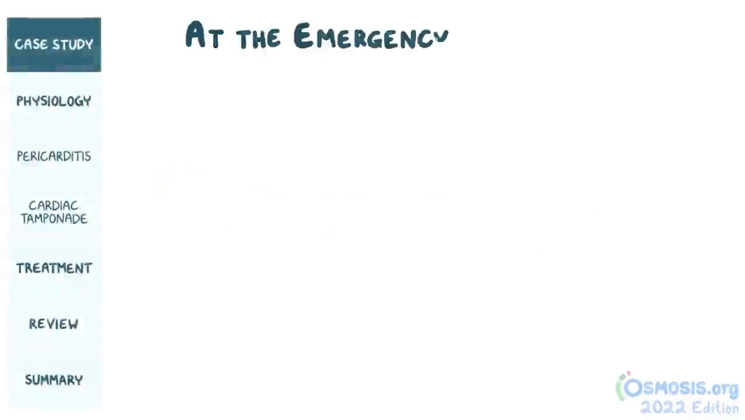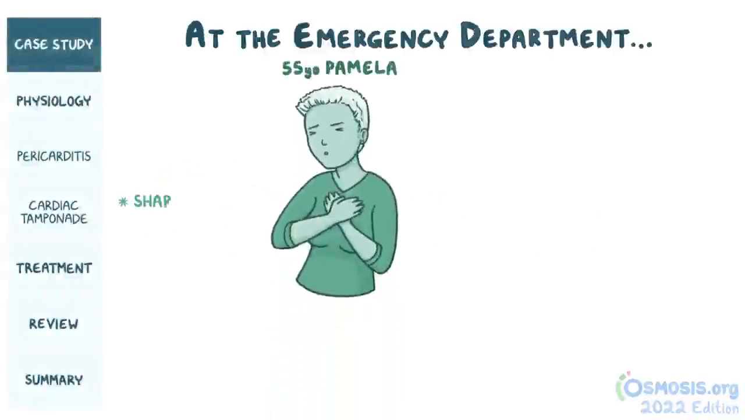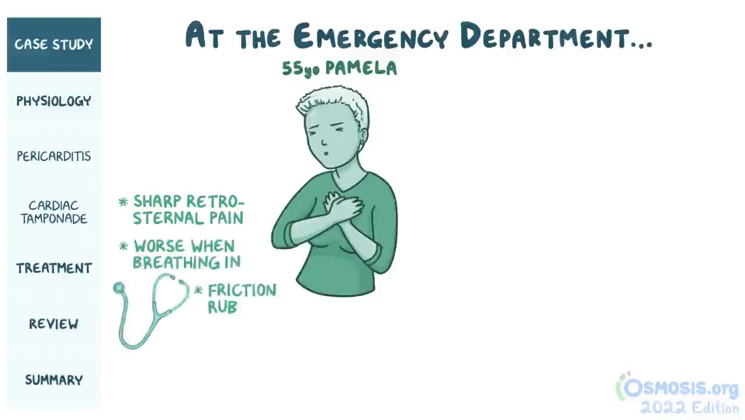Two people came into the emergency department. One of them is 55-year-old Pamela, who has sharp retrosternal chest pain that gets worse when she breathes in. On chest auscultation, a friction rub can be heard.